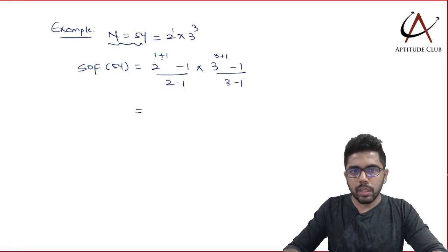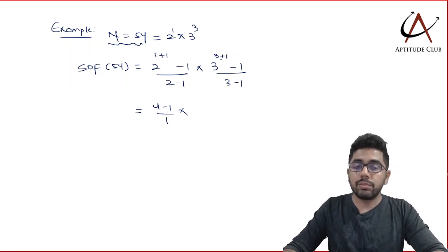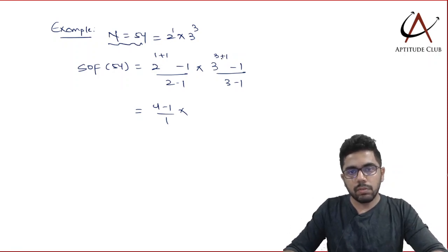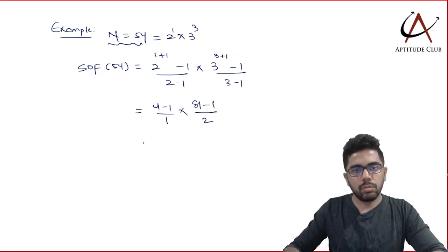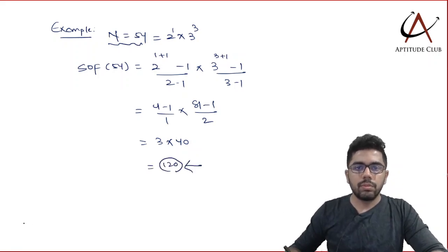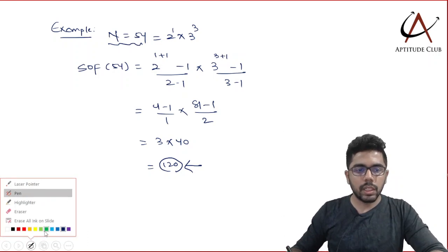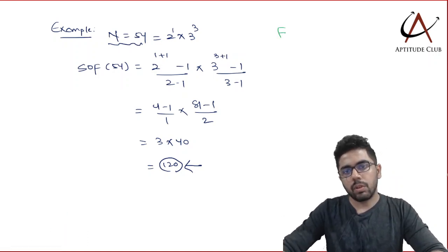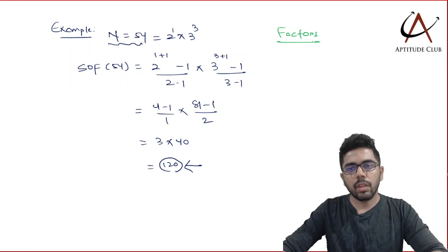So this is 2 square, so 4 minus 1 by 1, into 3 to the power 4, which is 81, minus 1 by 2. So I get 3 into 40. So I should get 120. तो 54 के सारे फैक्टर्स का सम 120 आना चाहिए. लेट्स चेक व्हाट आर इट्स फैक्टर्स. 1 2 3 6 9 18 27 एंड 54.